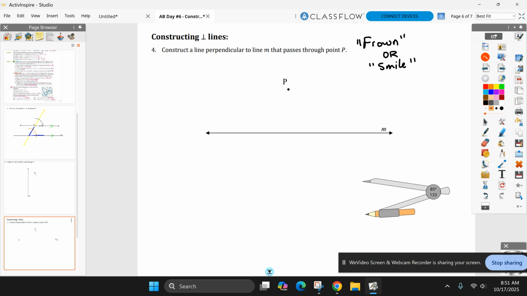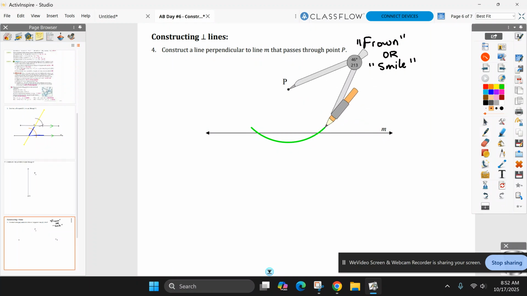What do I mean by that? Put your compass point on P. Play around with your compass opening right now, because you need to intersect line M in 2 spots. It's going to look like a smile. So play around with your compass right now. Open it up so you can intersect M in 2 spots. When you have those 2 spots, mark them with the points of intersection.